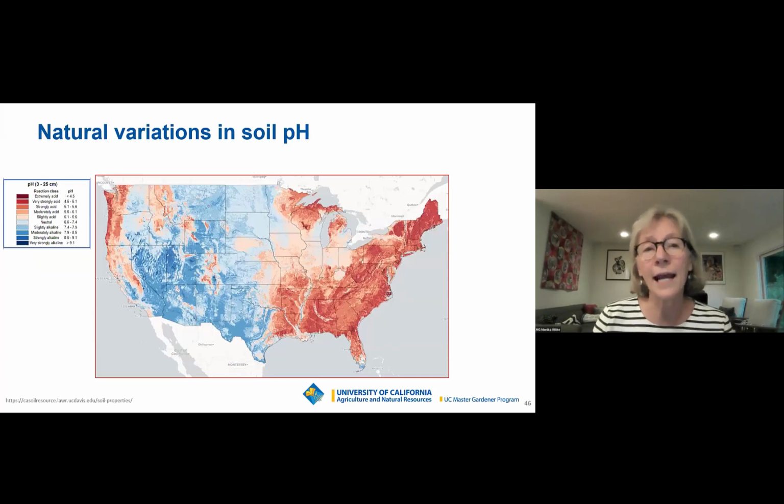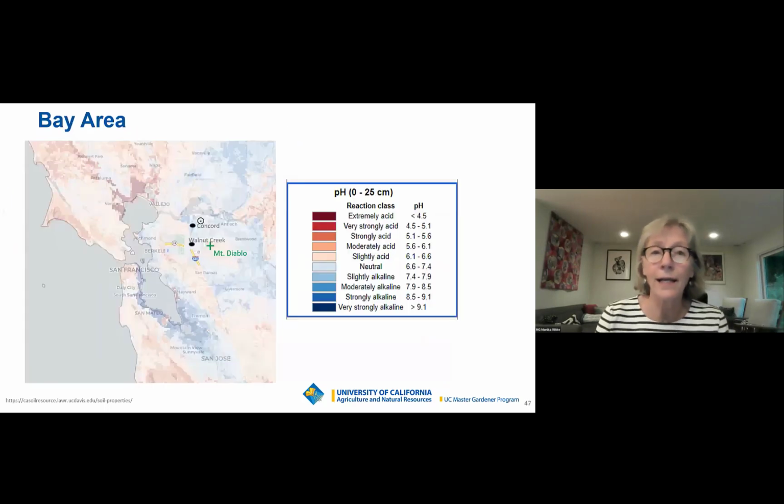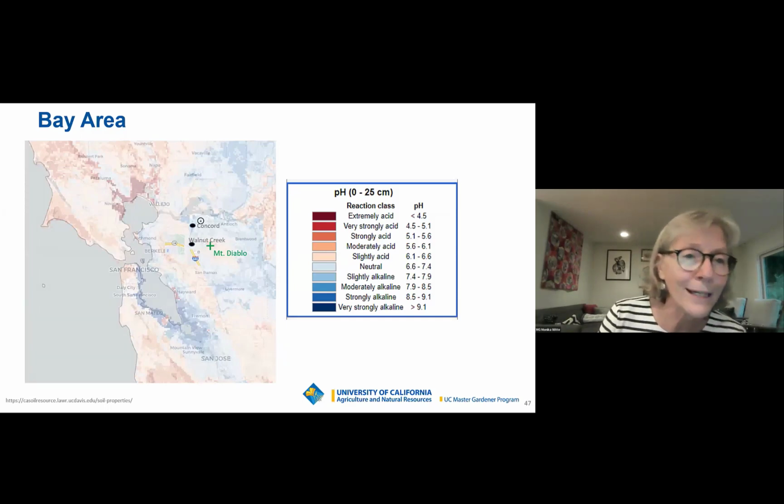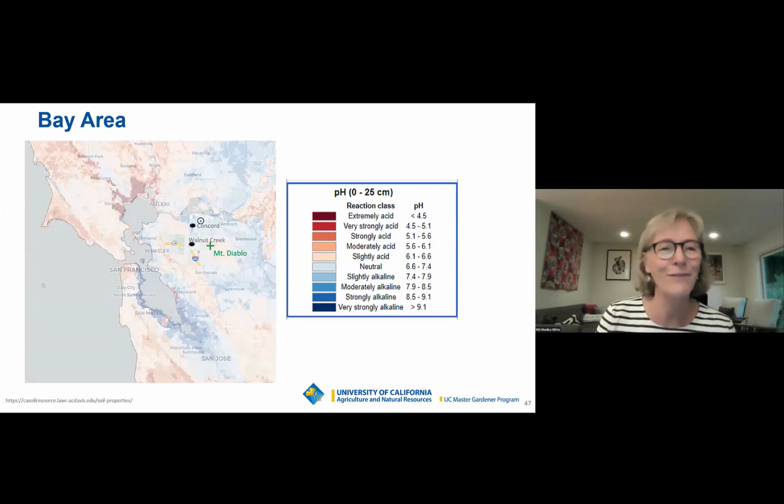pH varies naturally in soil. Soil is more acidic in the eastern regions of our country where it's forested and there's more rainfall, and it's less acidic, it's more basic as you move into the Midwest and the West. And in the Bay Area, I lightened this image of the map so that you could barely read the city names. So I apologize for the fact that it's very pale, but I wanted you to be able to see where the cities were.